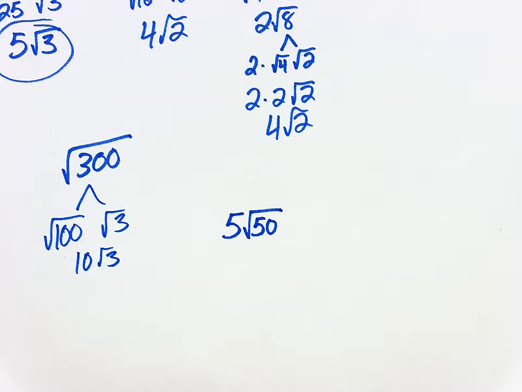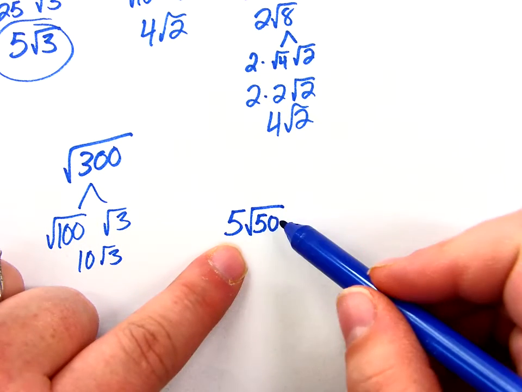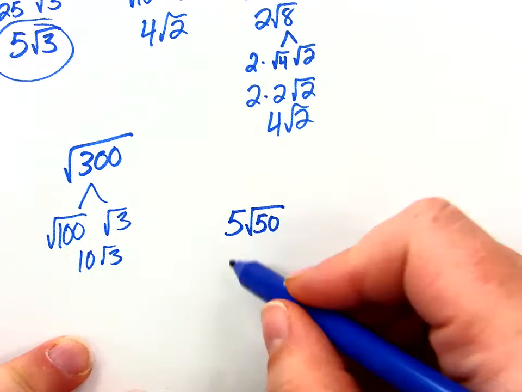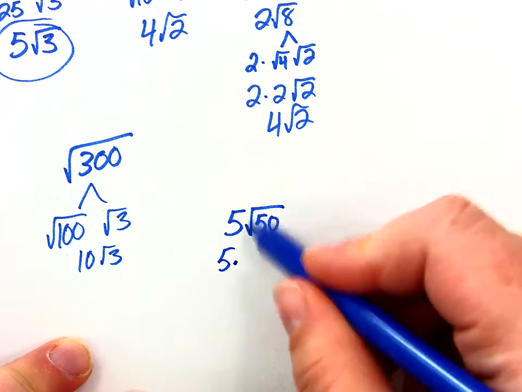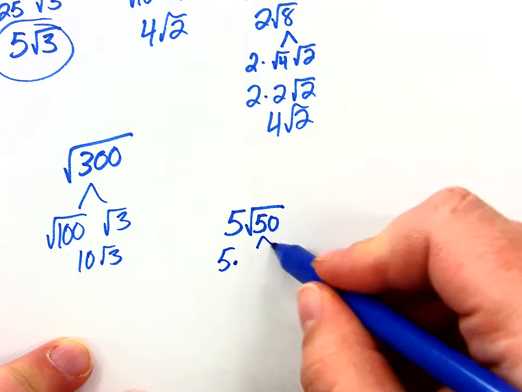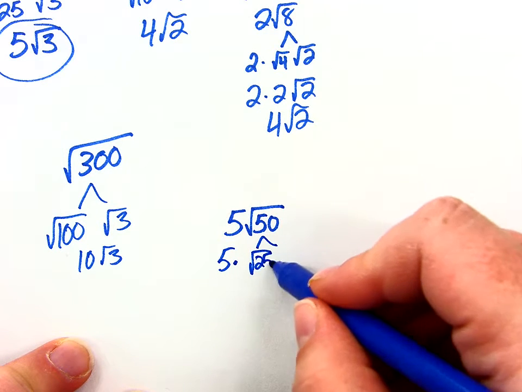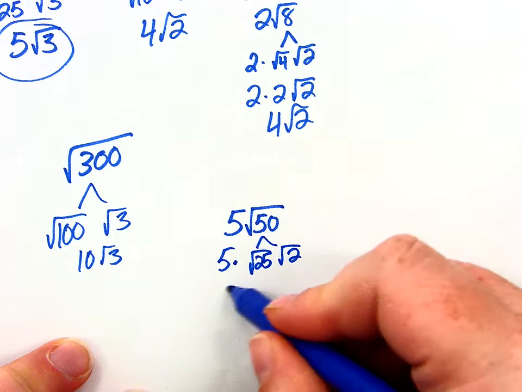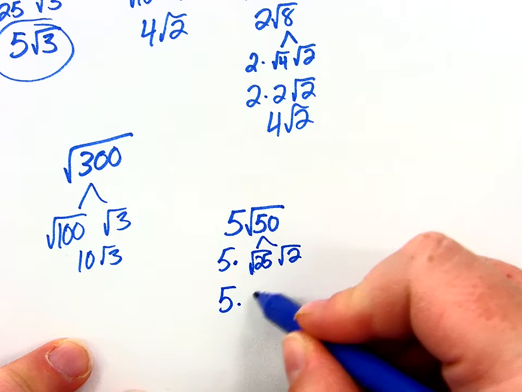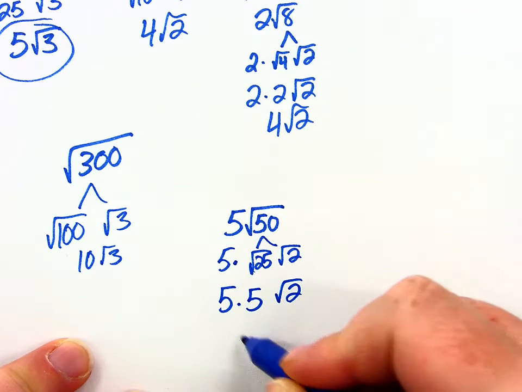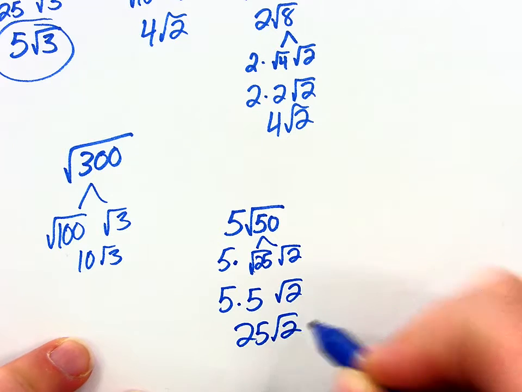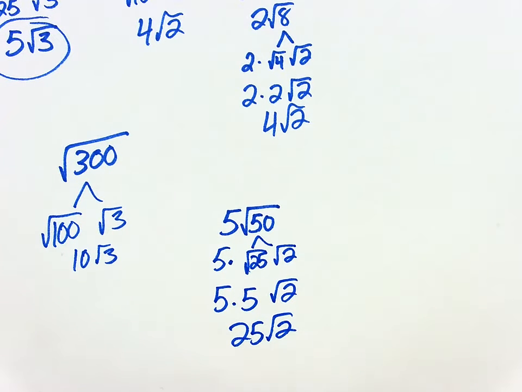This 5 out in front, it's just multiplication, right? So that 5 out in the front just means 5 times, and now just handle this. 25 root 2, the square root of 25 is 5 root 2, so that's correct. But with a number out in front, guys, just remember that's multiplication. So you're just going to multiply by whatever comes out.